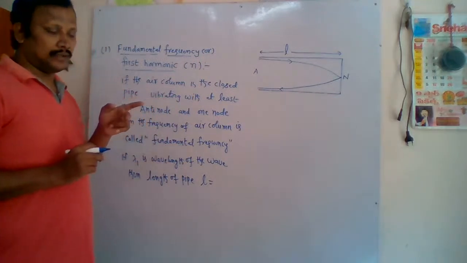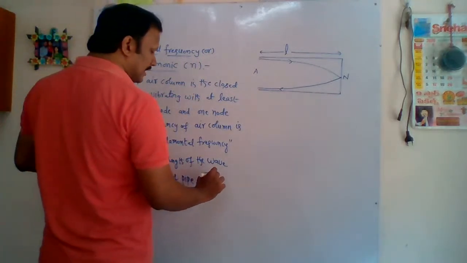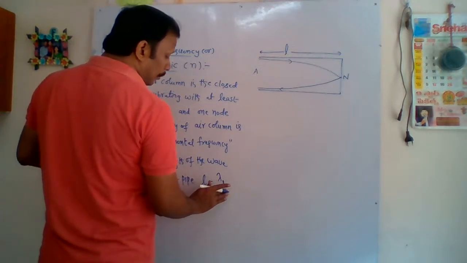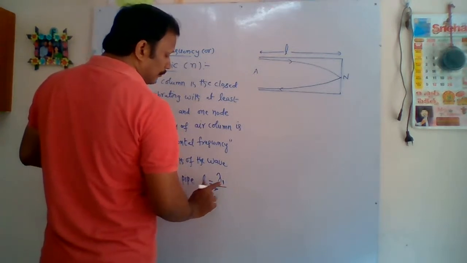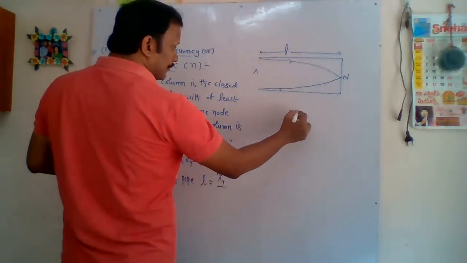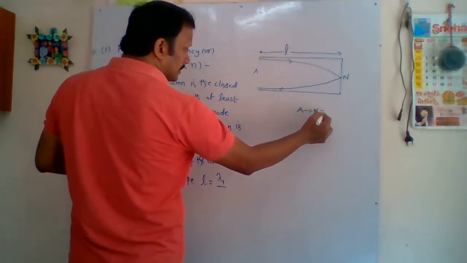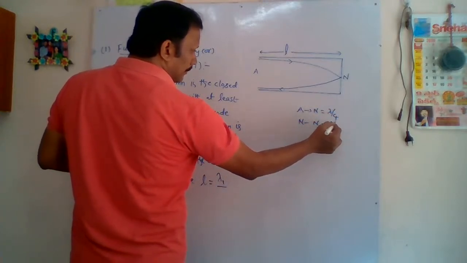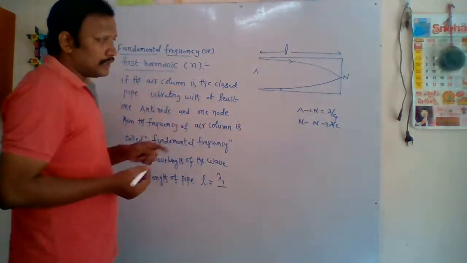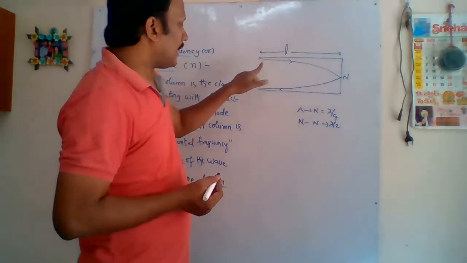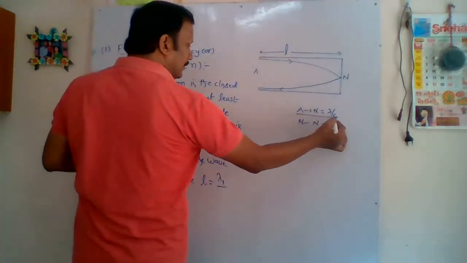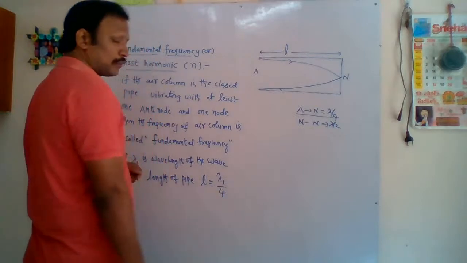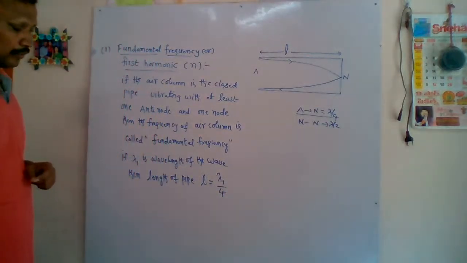Half of the wavelength. Therefore L is equal to how much here? Lambda by 2, but here I am taking lambda 1, so lambda 1 by 4. Antinode to node distance is nothing but lambda by 4, but node to node distance is lambda by 2. So antinode to node or node to antinode distance is lambda by 4. Therefore L is equal to lambda 1 by 4.